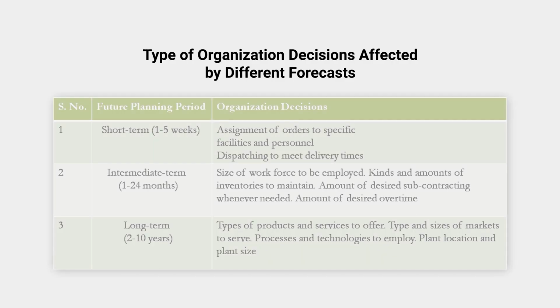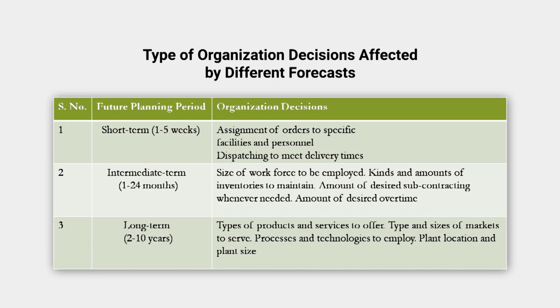Now we will see what type of organization decisions are affected by different forecasts. For the short term, 1 to 5 weeks, what type of organization decision? Assignment of orders to specific facilities and personnel dispatching to meet the delivery times. These are the types of organization decisions we have to take for shorter term planning.